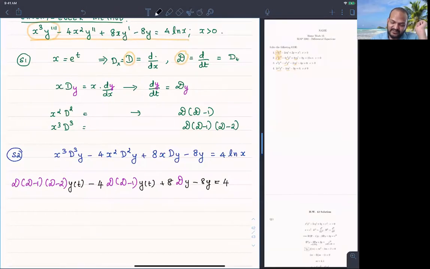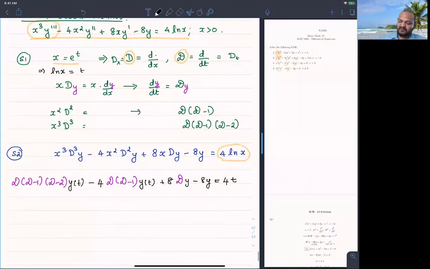Our substitution is x is equal to e to the t, and so therefore t is equal to ln of x, so this becomes simply 4t.